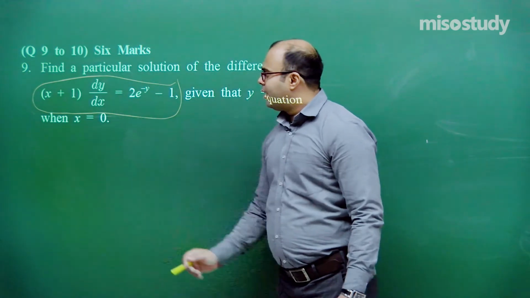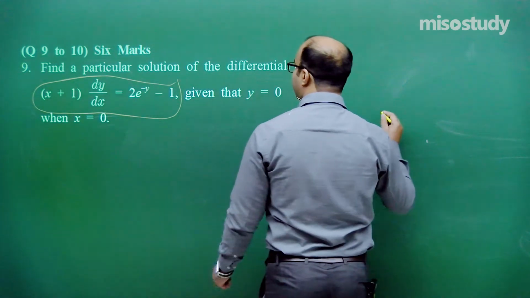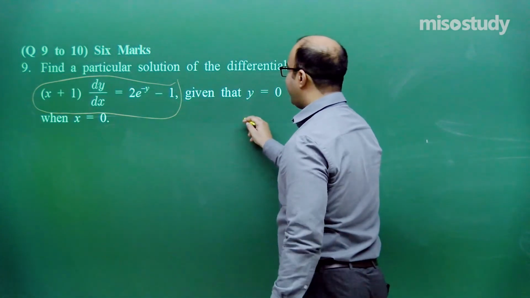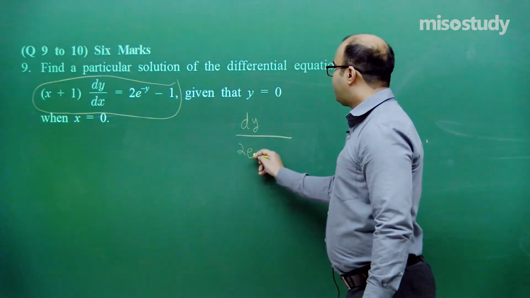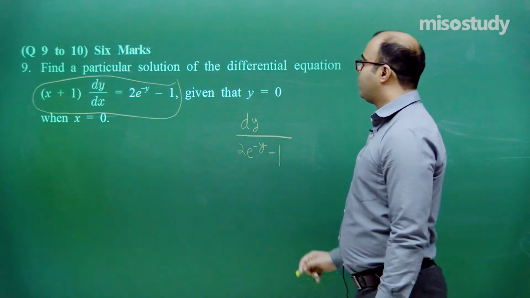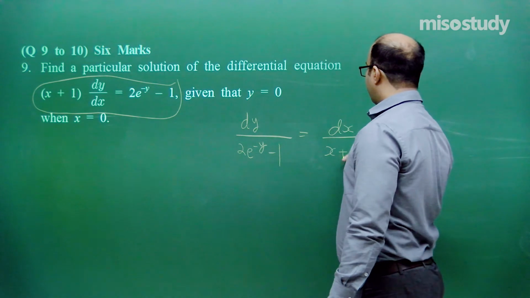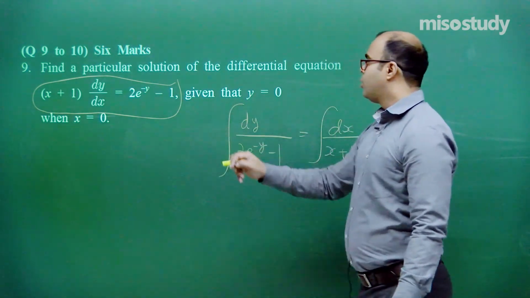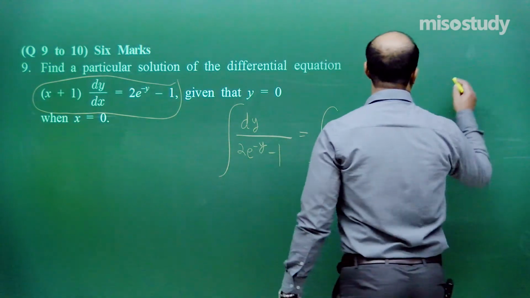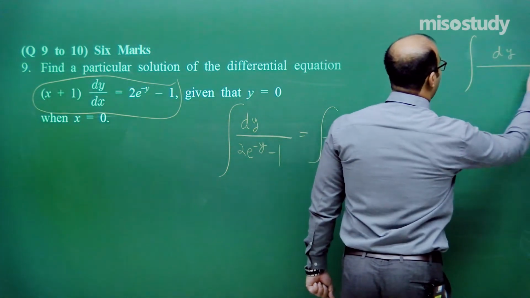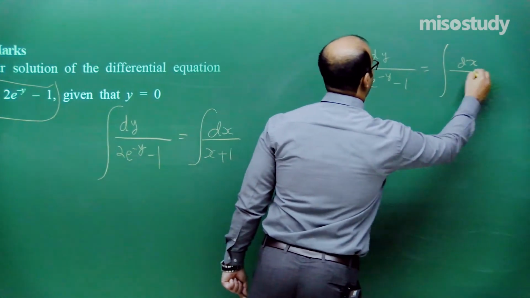Now here it seems that it is a variable separable, of course. So what we can do, the term of y we will take on one side. So it will become dy divided by (2e^(-y) - 1), and on the right hand side it will become dx by (x + 1). Now we will integrate both of them. So variable separable is applicable here, we have separated them. Now integrate: dy by (2e^(-y) - 1) is equal to dx by (x + 1).